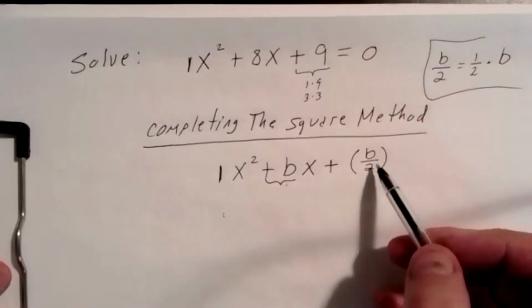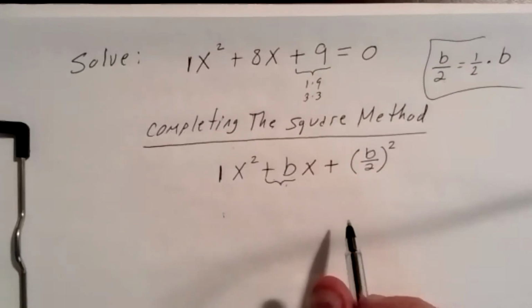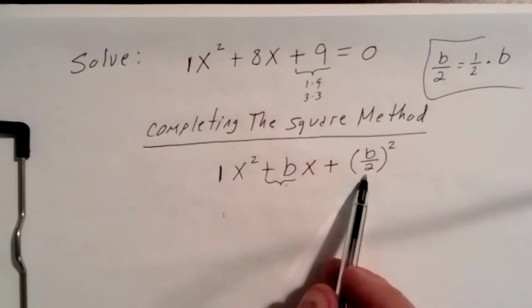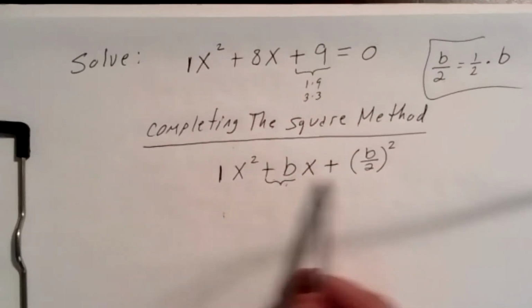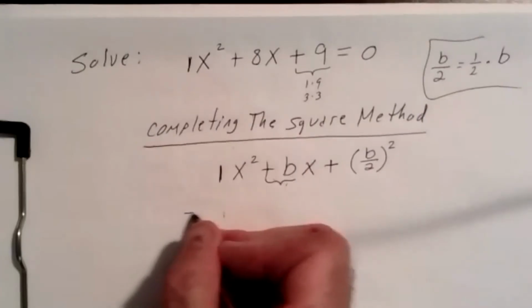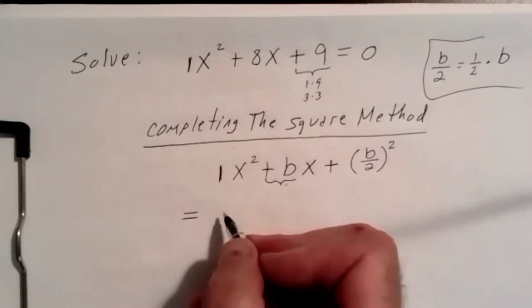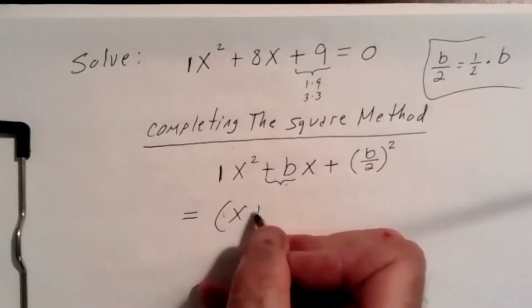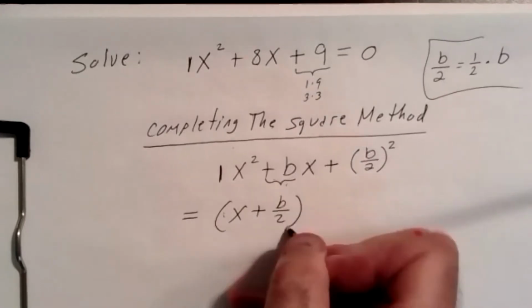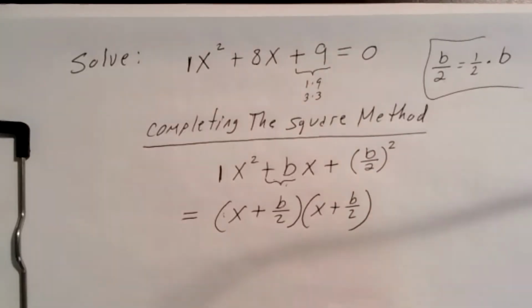All right, so ladies and gentlemen, we're going to take half of our linear coefficient. We're going to square that number. Now, by adding this special number to my binomial, I claim that this trinomial I created now is factorable. It's always factorable. And how would this factor? Well, this trinomial here would factor into x plus b over 2 times x plus b over 2. That's how it would factor.